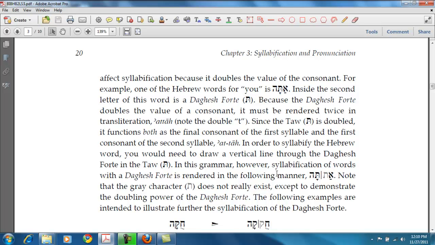In this grammar, however, in syllabification, words with the dagesh forte are rendered in the following manner. You can see it at aleph, patach, tav. Then you've got your vertical line, then tav, and a little gray area, but personally, I like writing it twice, just letting them know that it is twice. So whenever you do it phonetically, you always put it twice, the two T's in there, whenever we do the transliteration.